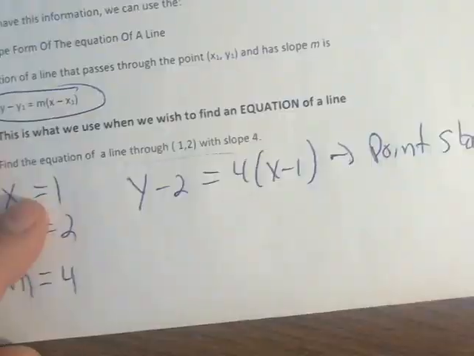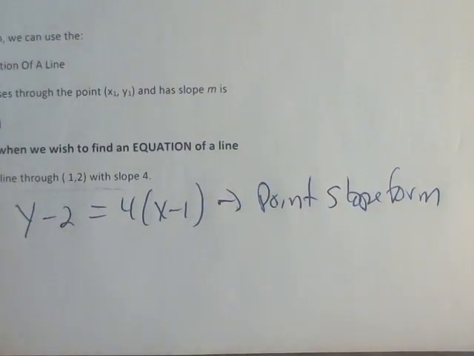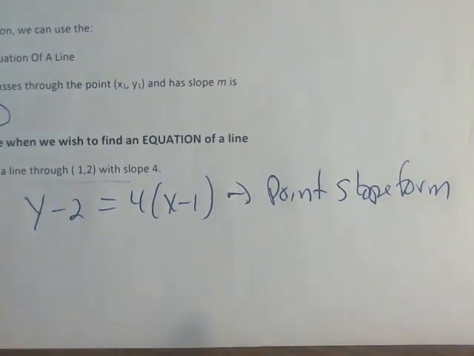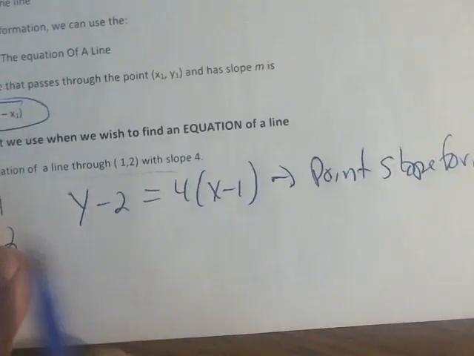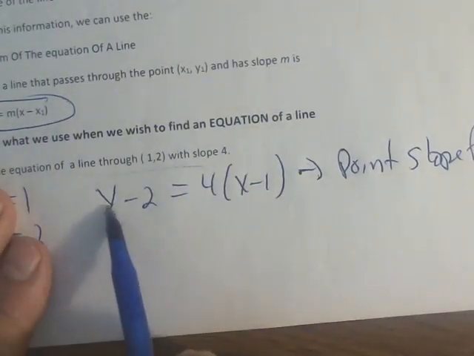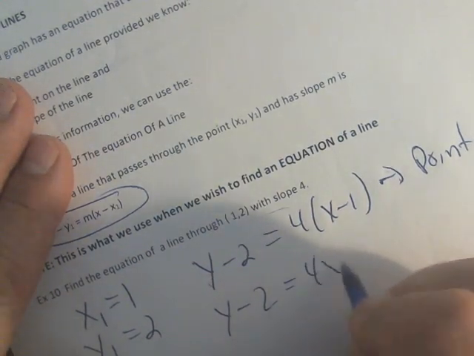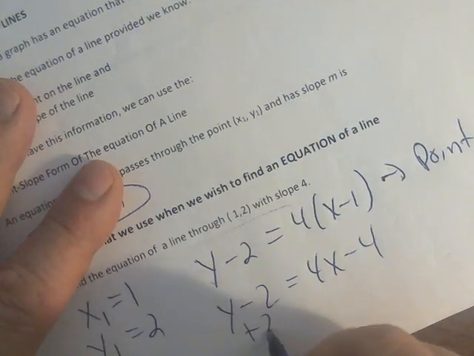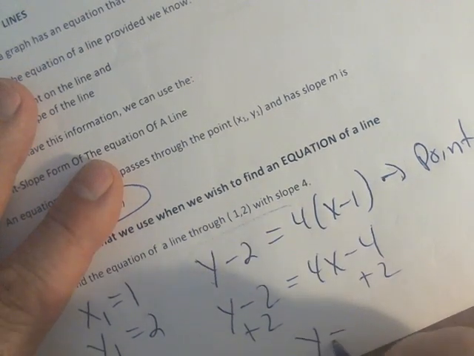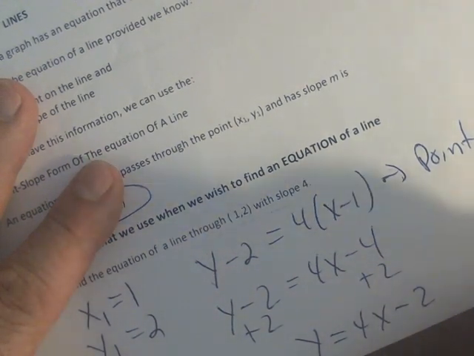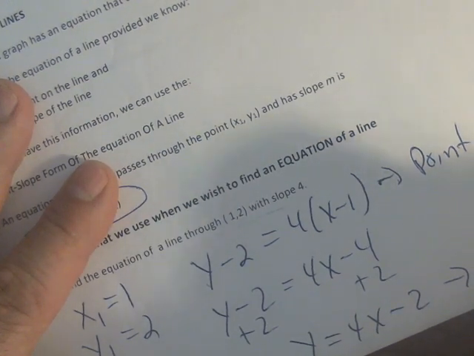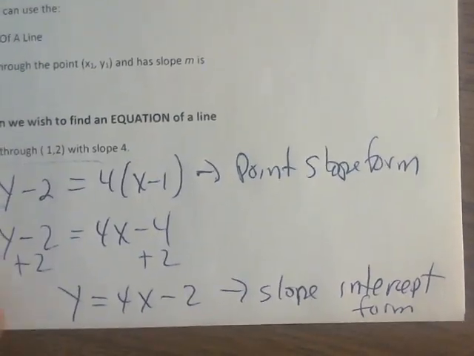Now, it's confusing because the other thing we talked about was slope-intercept form. But this is point-slope form. Slope-intercept form would be to make it y equals. So I get y minus 2 is 4x minus 4. Add 2 to both sides, and I get y is 4x minus 2. So this is slope-intercept form. So there's a difference.